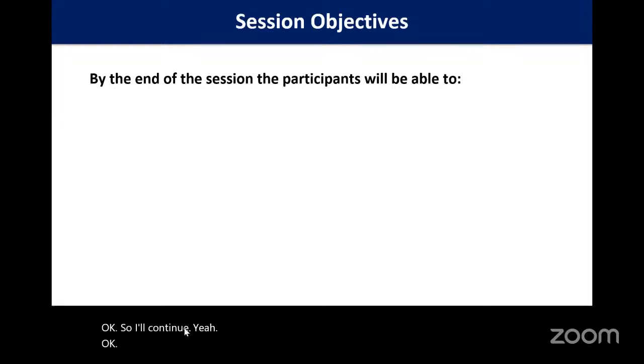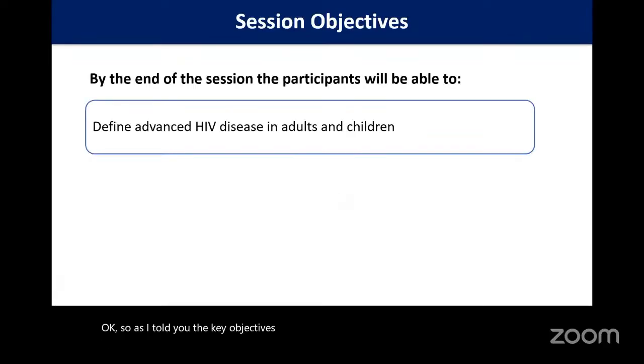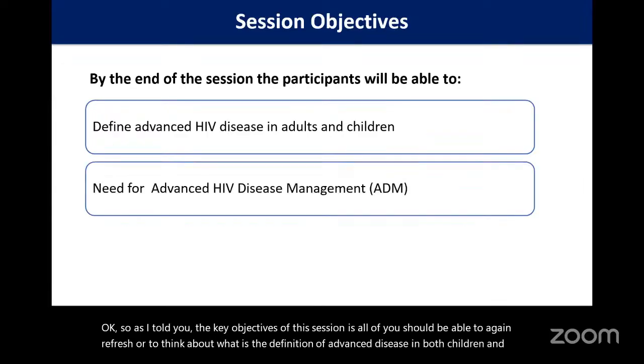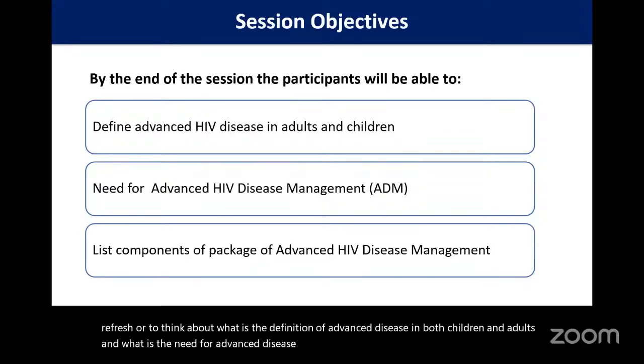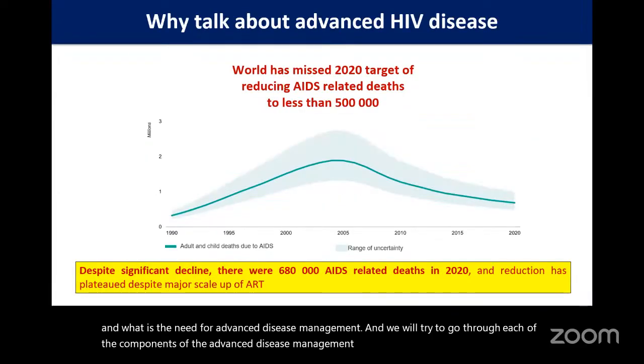Okay. So as I told you, the key objectives of this session are that all of you should be able to refresh or think again about the definition of advanced disease in both children and adults, and the need for advanced disease management. And we will try to go through each of the components of the advanced disease management package of care.